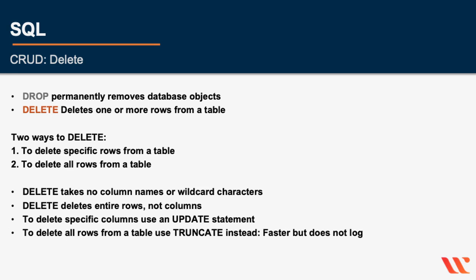When you're using delete, you can delete specific rows from a table, or you can delete all the rows from a table. If you want to delete all the rows from a table, you can use the truncate command instead of delete. The difference here is that truncate will not write to the log, so you can't undo it in case you're deleting by mistake. But the operation itself is a lot faster than using delete. You can think of it as if you're deleting something from your computer: you can choose to send it to the trash, to the recycle bin, or delete it permanently.